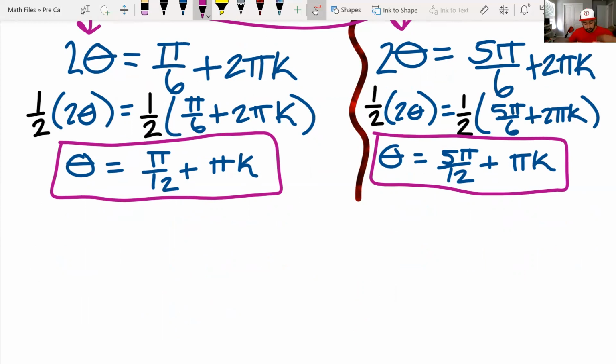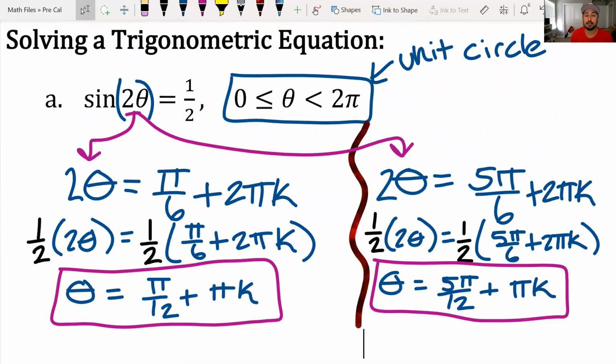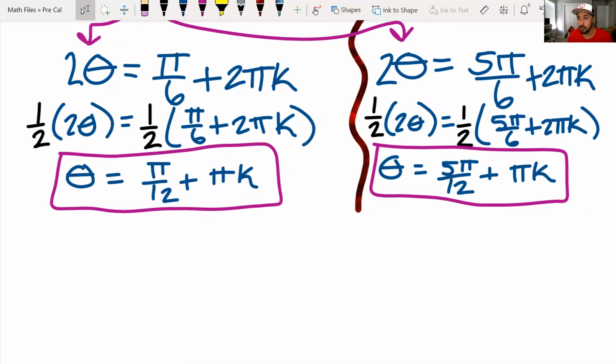And now it wants to know what are the actual solutions that belong on the unit circle. So we'll plug in values for k to figure that out. And we're going to have to determine if we are over a revolution or under revolution. But it's probably best to always start out with k equal to 0.